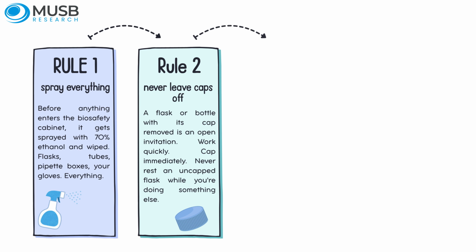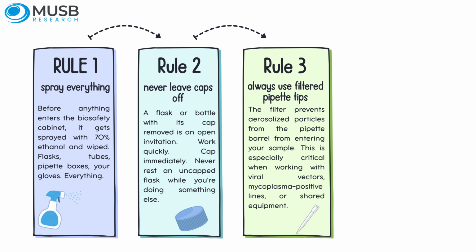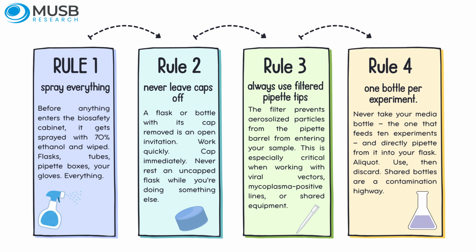Rule 3. Always use filtered pipette tips. The filter prevents aerosolized particles from the pipette barrel from entering your sample. This is especially critical when working with viral vectors, mycoplasma positive lines, or shared equipment. Rule 4. 1 bottle per experiment. Never take your media bottle, the one that feeds 10 experiments, and directly pipette from it into your flask. Aliquot. Use, then discard. Shared bottles are a contamination highway.